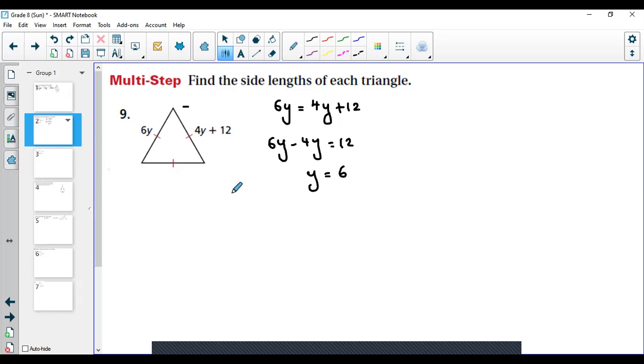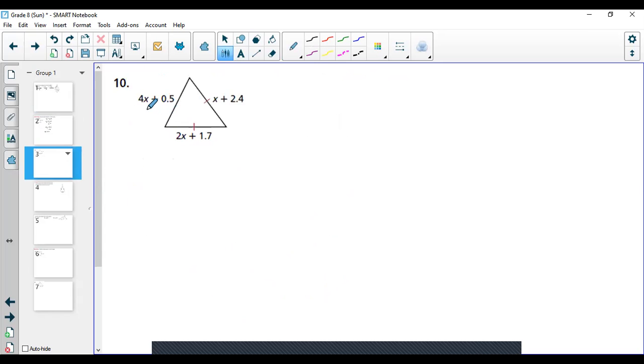So for me, this part is easy. 6y is equal to 6 multiplied by 6, which is going to give you 36. So all the three sides of the triangle are going to be 36, 36, and 36, because it is an equilateral triangle. They did not write it in the question, but they did mark the sides. They marked all the three sides, which means all the three sides are equal. So if one side is 36, all the three sides are going to be 36 as well. Let's move to another question.